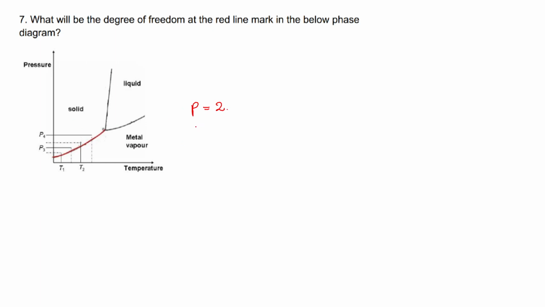Now, what will be the component? Component will be 1. Yes, one component. And your degree of freedom will then be 1 minus 2 plus 2, right? So it will be 1.